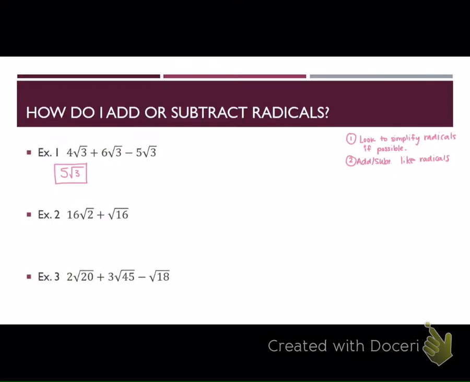Okay, can you simplify radical 2? Can you simplify radical 16? Yeah, 16 is 4 times 4.